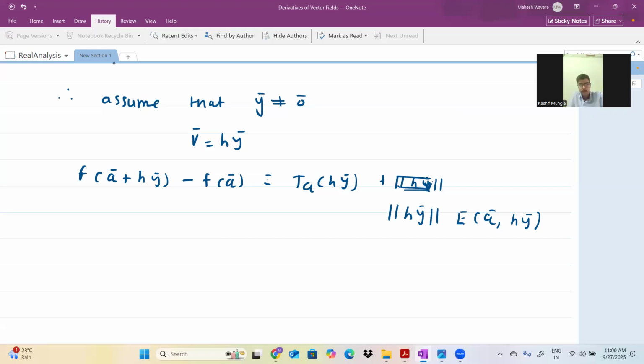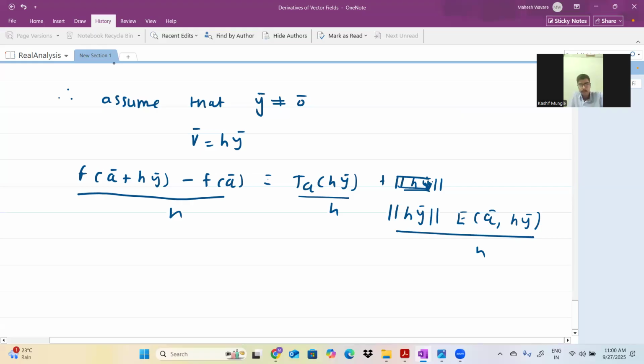Here we'll divide both sides by h. In the next step, I will divide by h. So since it is a linear transformation, this scalar h will come outside and cancel with the denominator h.